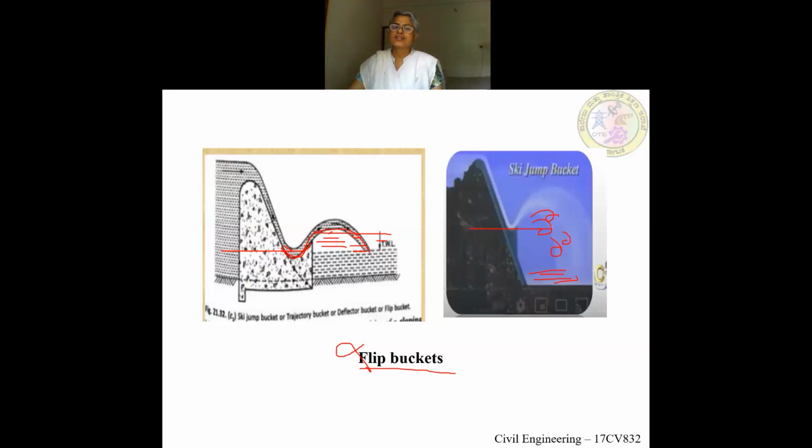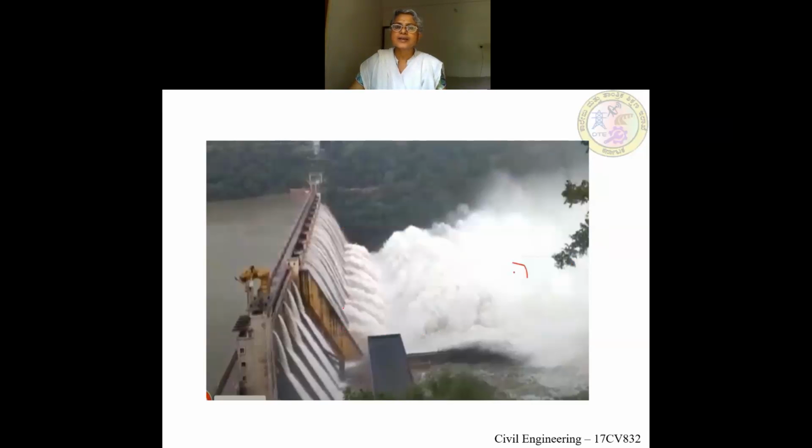So this is the advantage of flip buckets. Then the last one is the roller bucket. So this is also an example of a flip bucket. You can see water flowing through the dam.